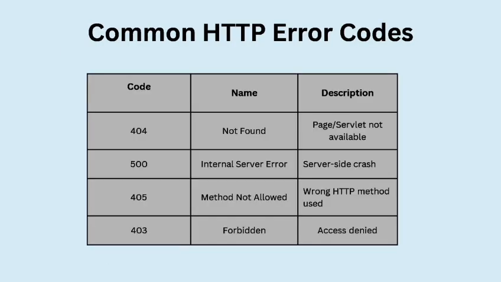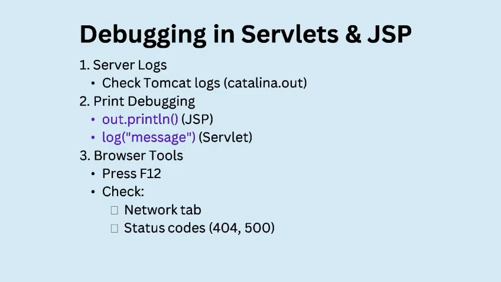HTTP error codes are standard codes that indicate different types of errors. For example, 404 means the requested page is not found, 500 means there is an internal server error, and 403 means access is forbidden. These codes help developers understand what type of error has occurred.